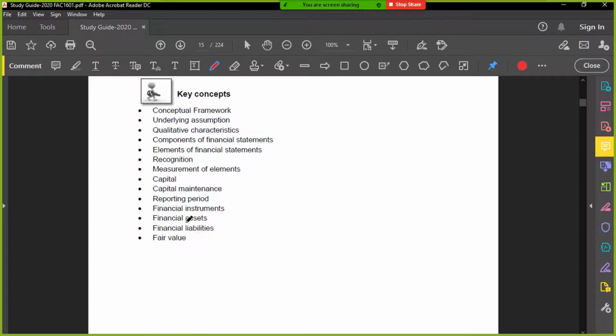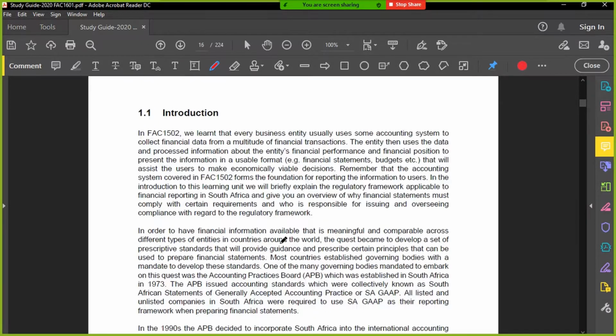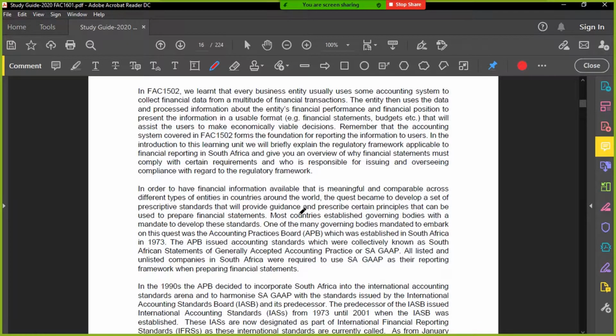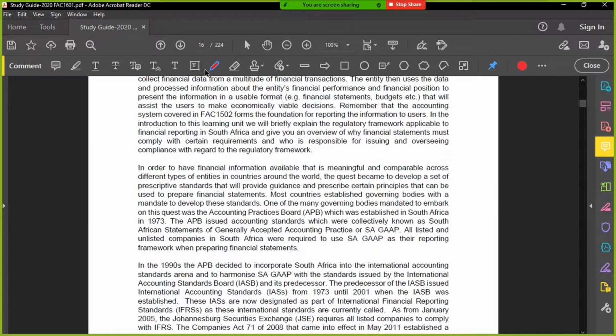Okay, some key concepts to look at. I think those you're okay with. Again, it's more theory, no practical there. Right, introduction, you can go through this. I'm not going to read through this. I'll just highlight a few things that we've spoken about before. This is something to highlight: financial information.